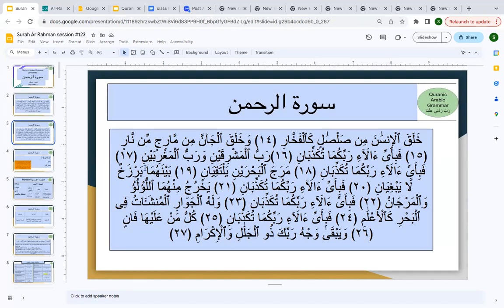Because you have a pronoun here, Huma. There's a pronoun Huma here, which is helping you connect this sentence to the first sentence. So you don't always have to have Waw Halia. Okay? So keep that in mind.